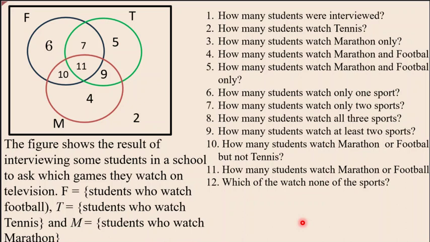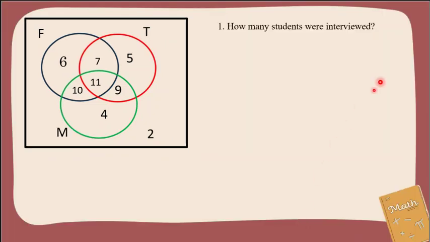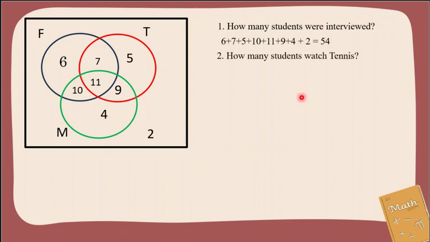So the first one is how many students were interviewed. Let's do with that. How many students were interviewed? Take a guess. Well, you can see that we have, say, 8 parts: 6, 7, 5, 10, 11, 9, 4, and then 2. We don't want to forget these people. Right, so the number of students who were interviewed is a summation of all of the various parts. So we have 6 plus 7 plus 5 plus 10 plus 11 plus 9 plus 4 plus 2, making 54.